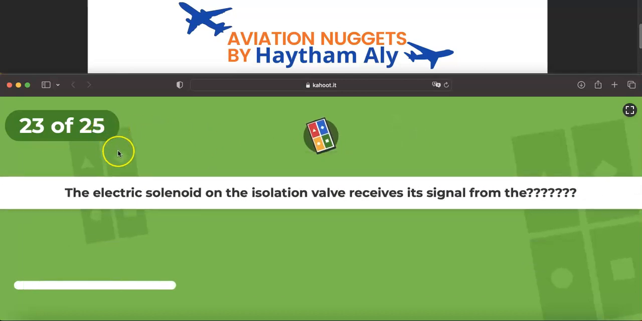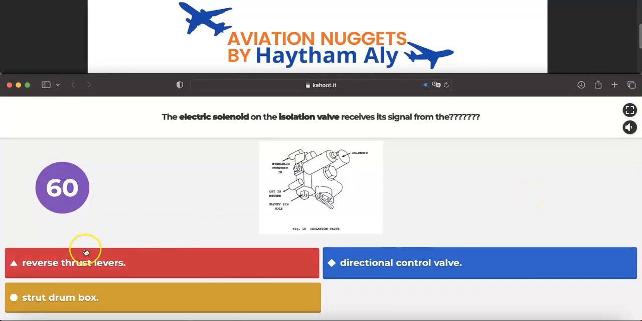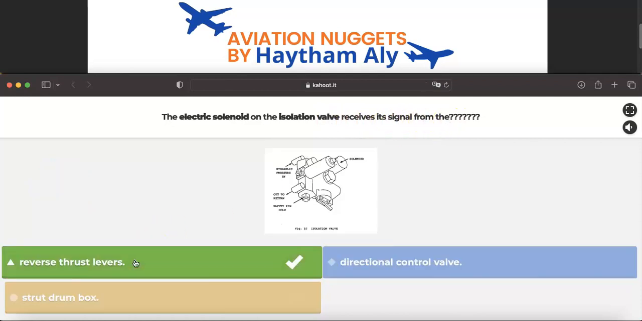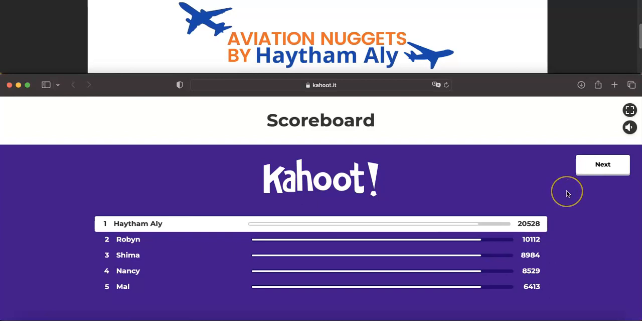Question 23 of 25. The electric solenoid on the isolation valve receives its signal from the reverse thrust lever, directional control valve, strut box, or drum box? The electric solenoid on the isolation valve receives its signal from the reverse thrust lever, or on a FADEC engine from the electronic control box or the engine controller. In a modern airliner, the engine controller has the responsibility to energize the solenoid of the isolation valve and also the directional valve on the hydraulic control unit. Okay, everybody, let's proceed to the next question.